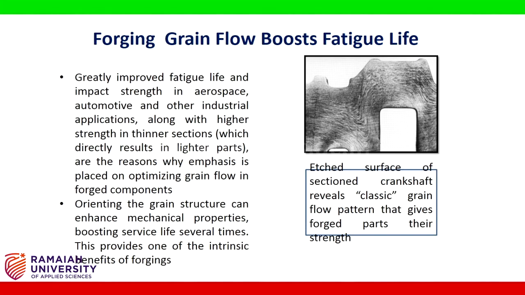Greatly improved fatigue life and impact strength in aerospace, automotive and other industrial applications, along with higher strength in thinner sections, which directly results in lighter parts, are the reasons why emphasis is placed on optimizing grain flow in forged components. Orienting the grain structure can enhance mechanical properties, boosting service life several times. This provides one of the intrinsic benefits of forgings.